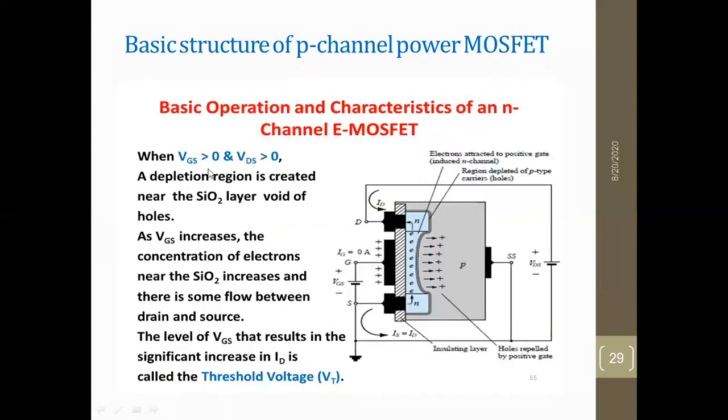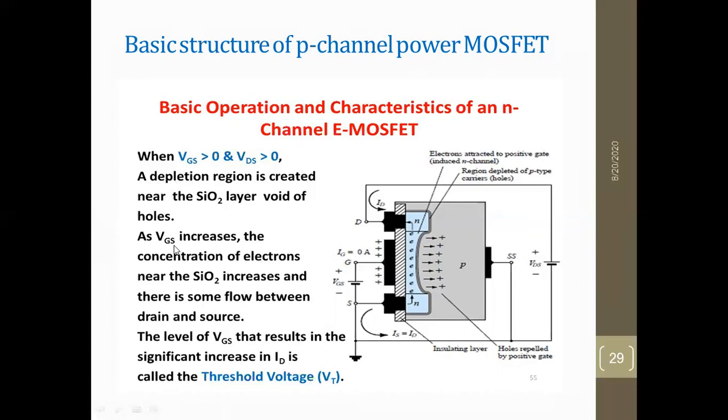What about the operation here? This is the complete diagram from the previous slide. But what happens when VGS is greater than 0 and VDS is greater than 0? A depletion region is created near the oxide layer. Here this is silicon dioxide, the oxide layer. Within the oxide layer, a depletion region is created to avoid the holes.